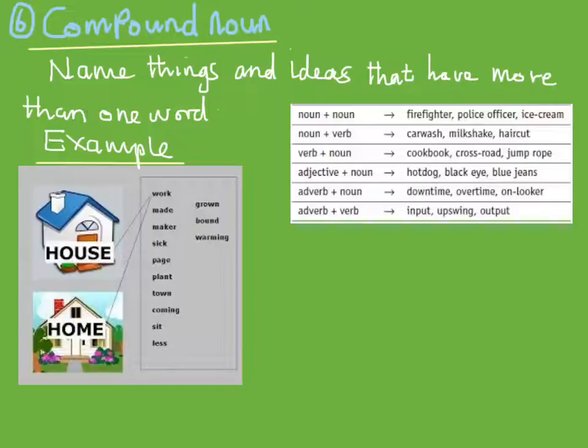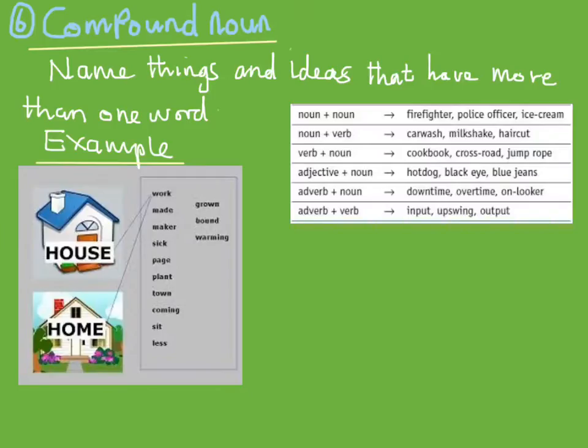If you look at this picture, you discover that a combination of two nouns can give you a concrete noun. For instance, fire and fighter. We use the words fire and fighter to form one word, firefighter. Firefighter therefore is a compound noun because it is formed by adding two words. We have police officer, formed through the use of police and officer. Ice cream is formed by using the word ice and cream. And so this is what we refer to as compound nouns. We have car wash, milkshake, haircut, cookbook, crossroad, jump rope, hot dog, black eyes, blue jeans. All of these have to do with compound nouns.